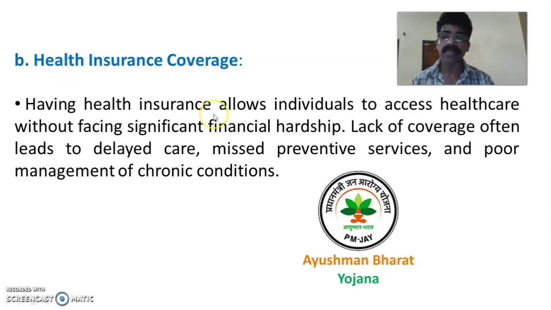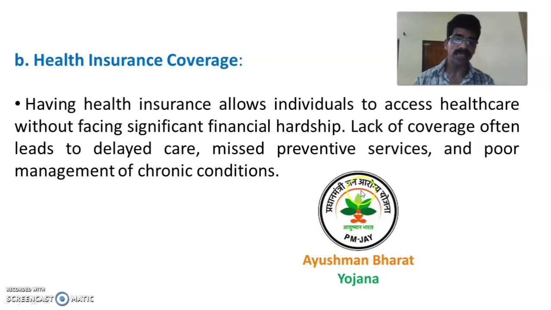The second sub-factor is health insurance coverage, health insurance for the public. Having health insurance allows individuals to access healthcare services without facing significant financial difficulty or hardship. So those who have a lower economic status, if they are covered under a government health insurance scheme, won't have much expense for secondary healthcare services in hospitalization when they are admitted with different problems.